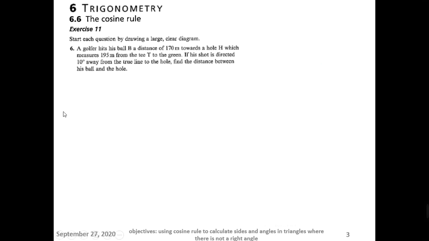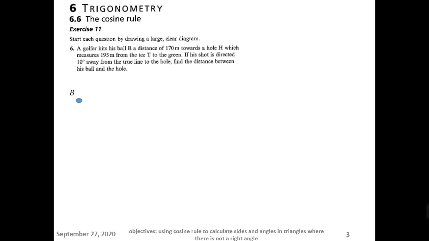If we go to this question: a golfer hits his ball B a distance of 170 meters towards a hole H, which measures 195 meters from the tee to the green. If his shot is directed 10 degrees away, so let's start with A. As we're reading the question, we draw the diagram.